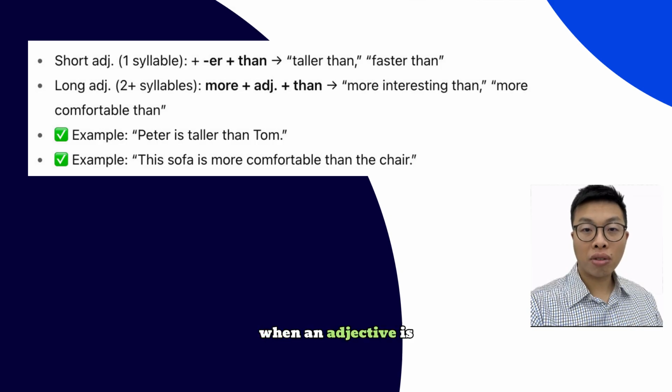Now, when an adjective is longer, usually two or more syllables like interesting, expensive, or comfortable, we don't add -er. Instead, we put more in front. For example, this book is more interesting than that one, or the sofa is more comfortable than the chair.